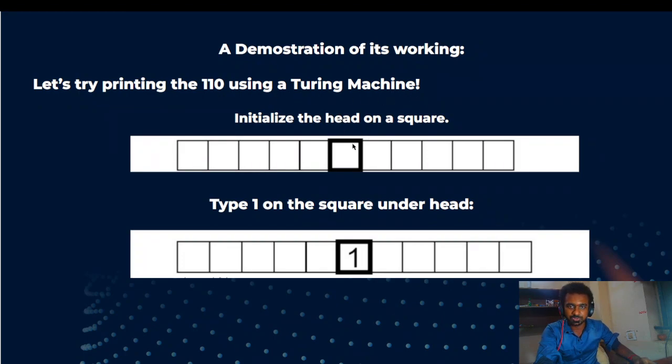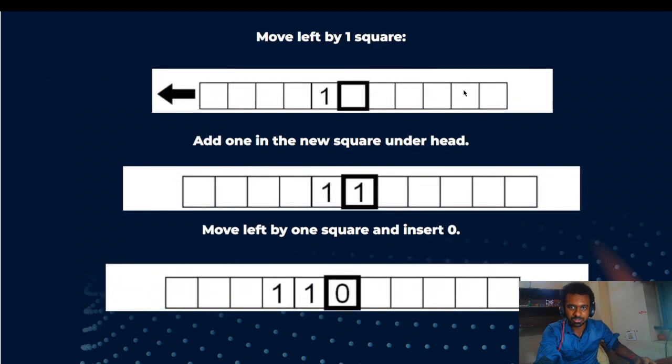Now first we'll initialize the head, that is, we'll put the head on a specific square that we want. Now we'll input the first number that we want, which is 1 in this case, and then we'll move the Turing machine towards the left, and thus the head will move towards the right. So move the tape towards the left, and now we give the next input, which is 1, and now we do the same and give the next input, that is 0.